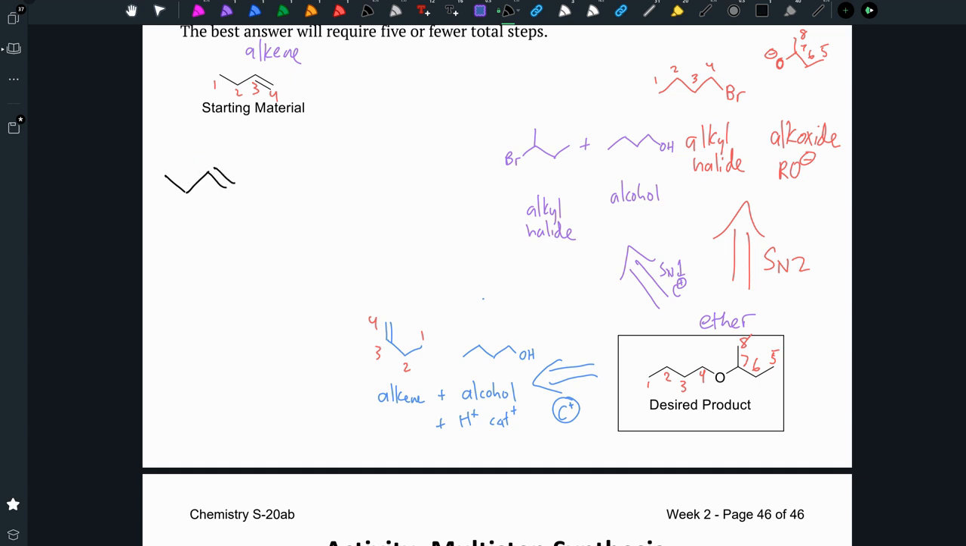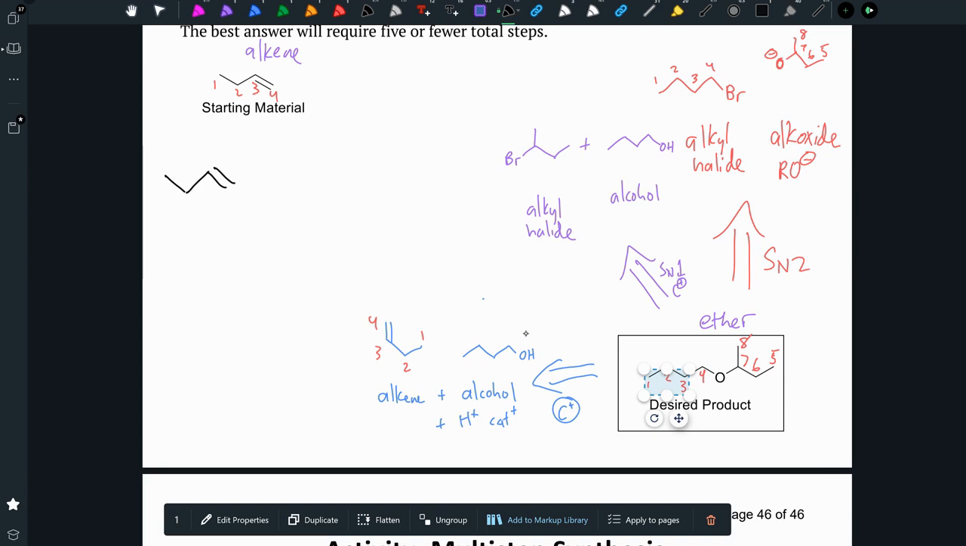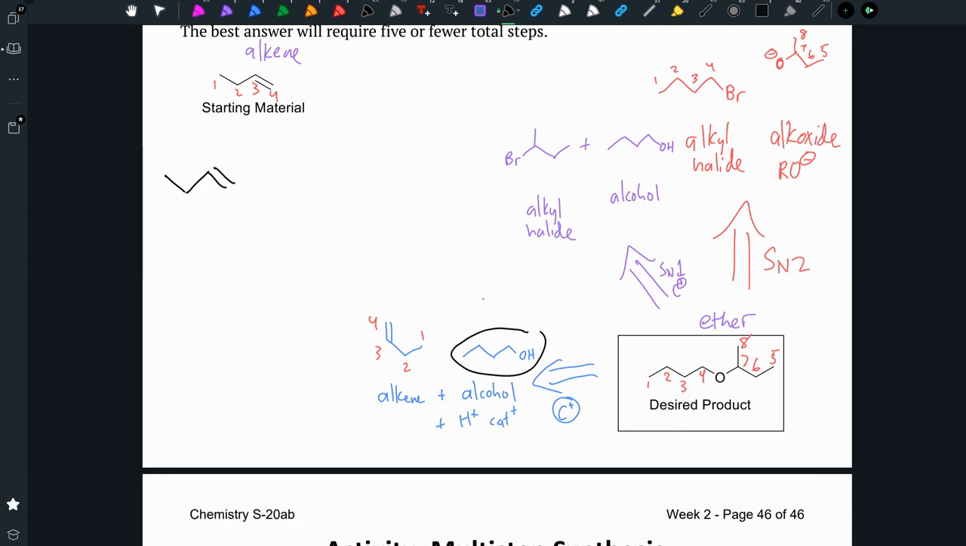I take my starting material, and I'm going to want to turn it into this alcohol here. The way I would do that, you may remember or may not, would be with hydroboration oxidation to make the OH go to the less substituted carbon.